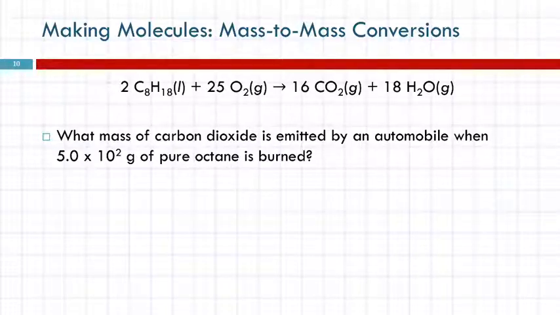Now, if this was a test question, and it's not giving us the formula for octane, how do we know which one of these things is octane? Because we know what everything else is. Exactly. This is oxygen. We know this one, carbon dioxide, and that one's water. So this guy has to be the octane. So I've got 5.0 times 10 to the 2 grams of that.